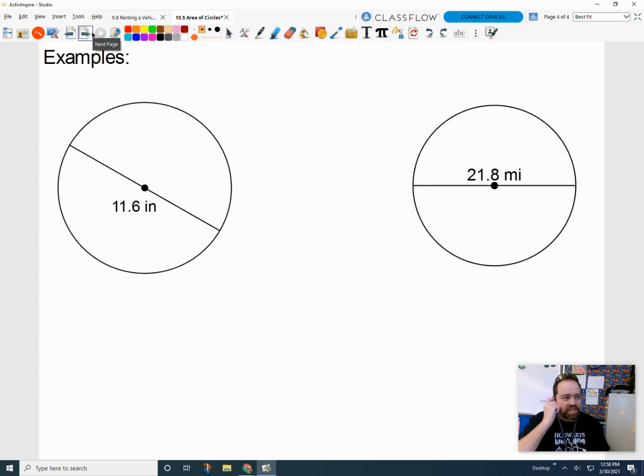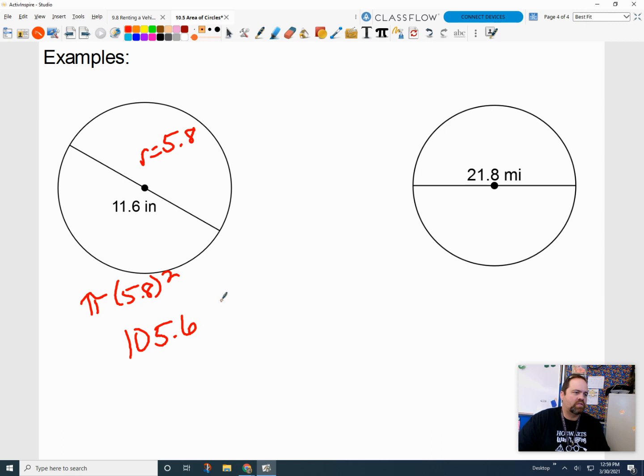And then the last couple of examples, you've got the diameter. So you're going to have to cut this in half. Your actual radius here is 11.6, but you're going to divide that by 2 to get the radius. So this one has a radius of 5.8. So pi times 5.8 squared is 105.6 square inches.